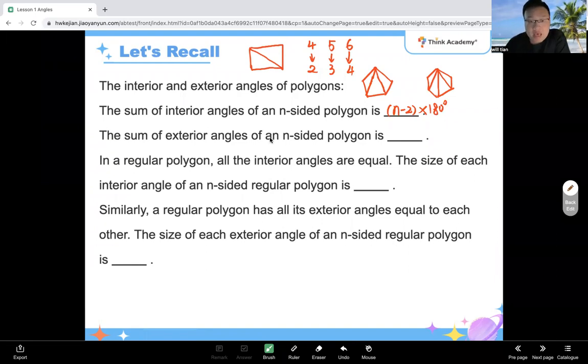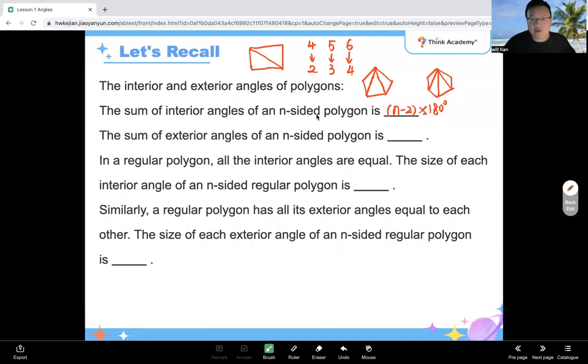And then the sum of all the exterior angles of an n-side polygon is, what is this, guys? What's the sum of all the exterior angles of a polygon? It's always a fixed number. If you don't remember that, you can draw a shape and count it directly.